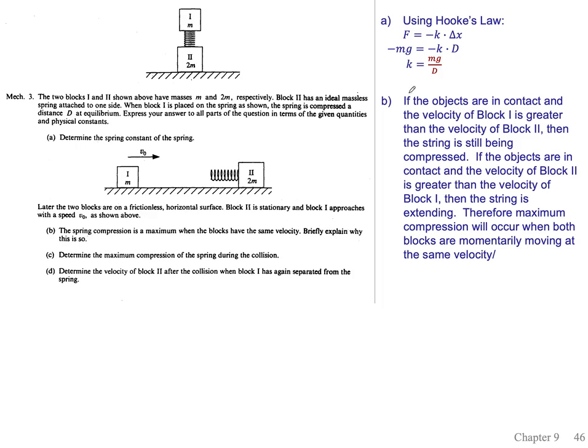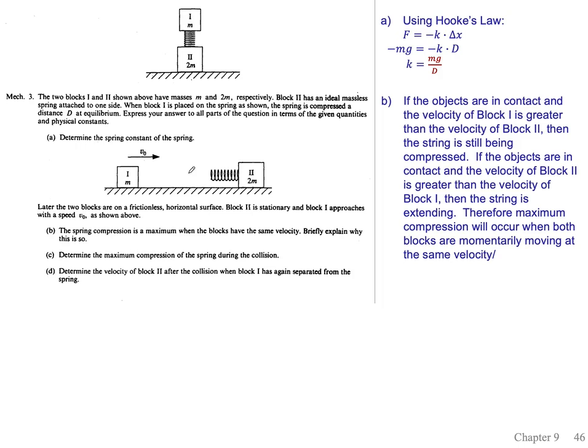Here's my explanation. If the objects are in contact and the velocity of block 1 is moving faster than this block, then the spring is still being compressed. If the objects are in contact and this object and the spring are moving faster than block 1, that means the spring is extending. Therefore, maximum compression must occur when both blocks are momentarily moving at the same velocity. I don't know why that little slash is there.